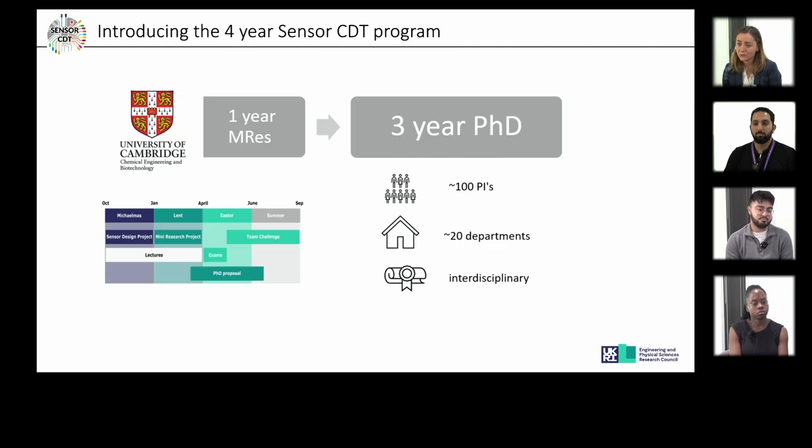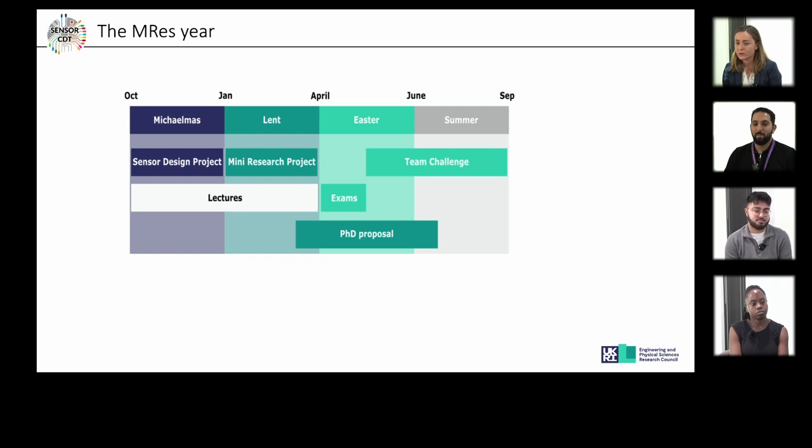As I said, it's a 4-year program. So when you apply to us, you have to do the MRes. You might already have an MPhil, but it's quite crucial that you attend the MRes year because of the cohort-based training that you'll get, and we're going to hear a little bit more about it in a second. On the next slide, I made an overview of the different components of the master year, and now the students are going to explain a few things from their perspectives.